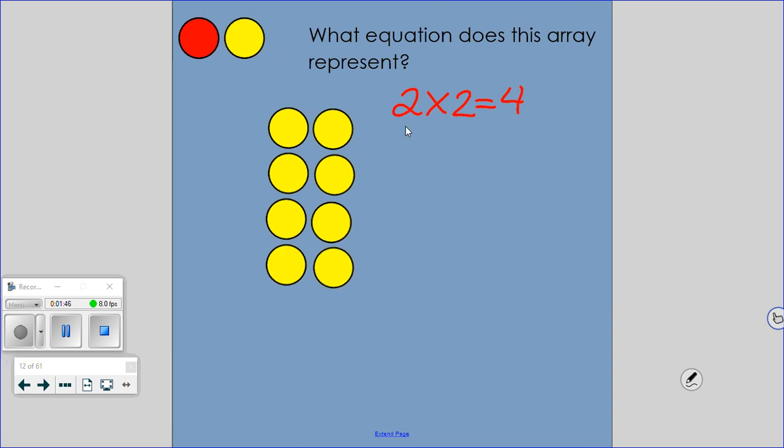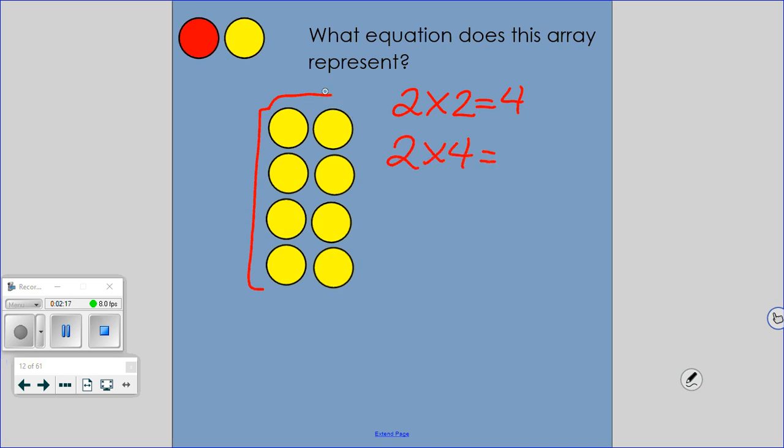What is this equation? Look at your columns and your rows. Kylie? 4 times 4. Not a 4 by 4. Hunter? 2 times 4. 2 columns by 4 rows. What is 2 times 4, Hunter?